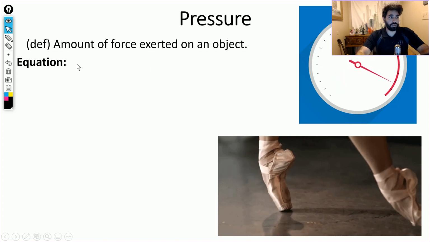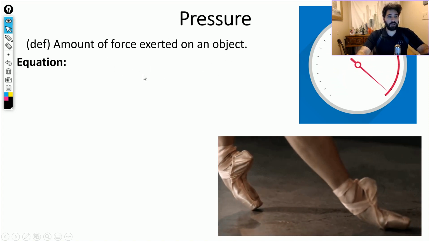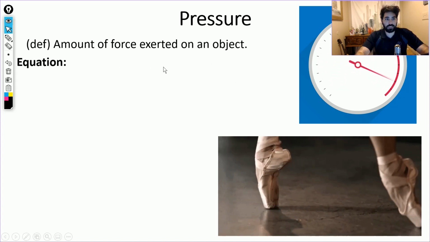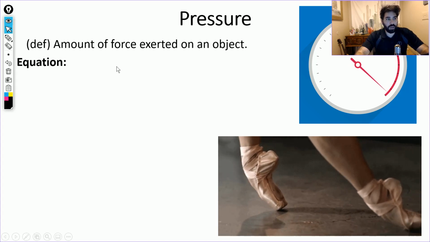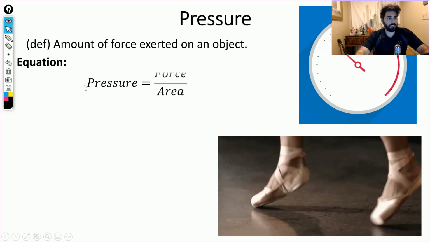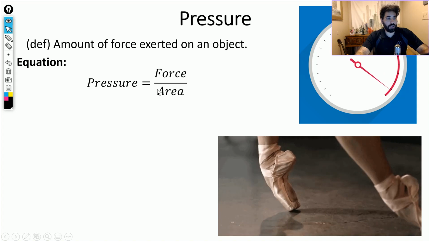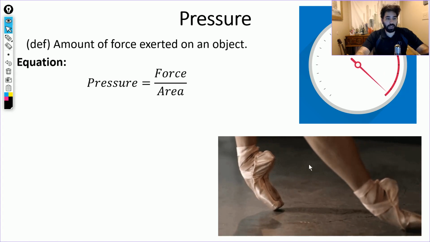Now for pressure. Well, the definition of pressure is the amount of force that's exerted on an object. Now that's a basic definition. The better definition is actually in the form of an equation, which is force divided by area. Now I chose this picture of the ballerina on her tiptoes because my face is getting in the way.